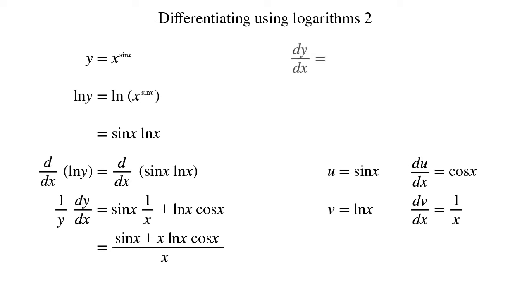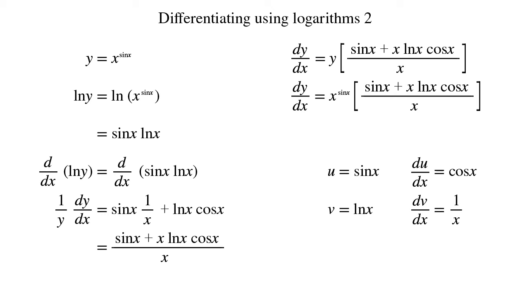So we have dy by dx equals y times (sin x plus x times ln x times cos x) all over x. But remember, we know what y is. It's x to the power sine x. So in fact, we have dy by dx is x to the power sine x times (sin x plus x times ln x times cos x) divided by x. In general, we don't want to see any y's on the right hand side, just x's, which is why we rewrite the y in terms of x.